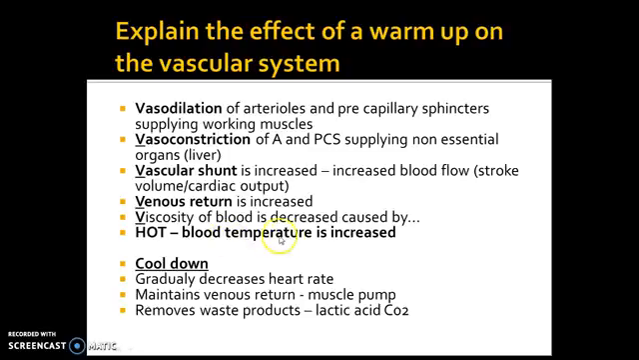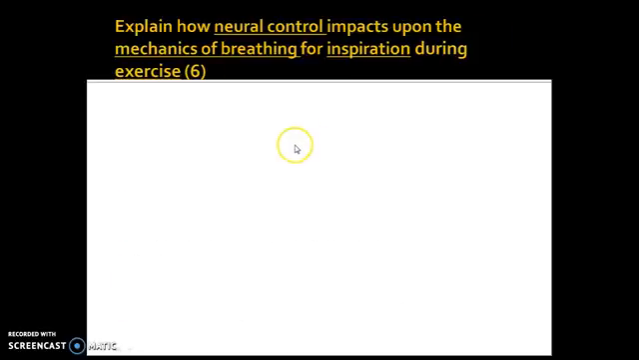And then there is an increase in blood temperature, okay, which is the hot part of the acronym, very, very hot. Okay, going on from there, cool down. Cool down, there's no acronym for this. It gradually decreases heart rate, maintains venous return, so we've got another V in there via the muscle pump, and it removes waste products such as lactic acid.